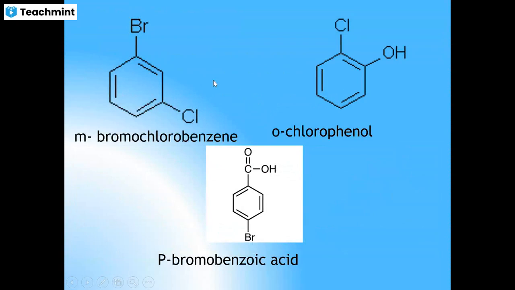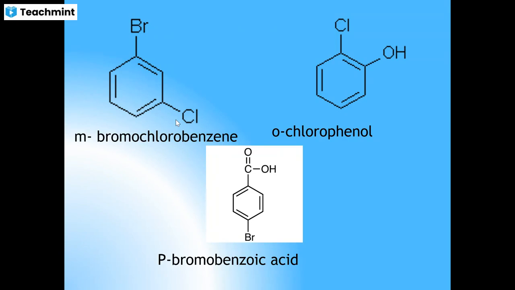Now here, meta-chlorobenzene, in this first case. What is meta? We know very well that 1,3 disubstituted is definitely a meta position. So bromine is present at the first position, and chloro at the third. So meta-bromochlorobenzene is the name of this compound. How can we say bromochlorobenzene? Why not chlorobromobenzene?